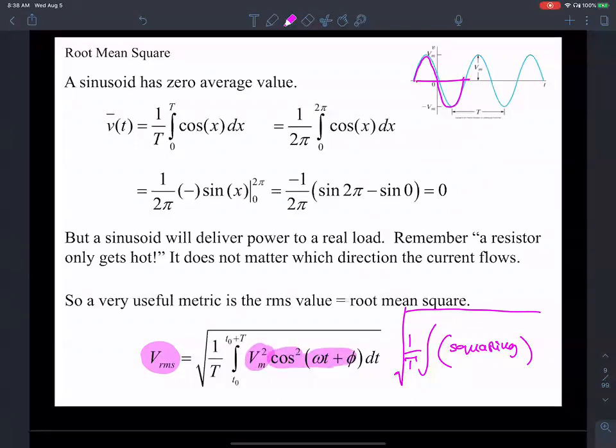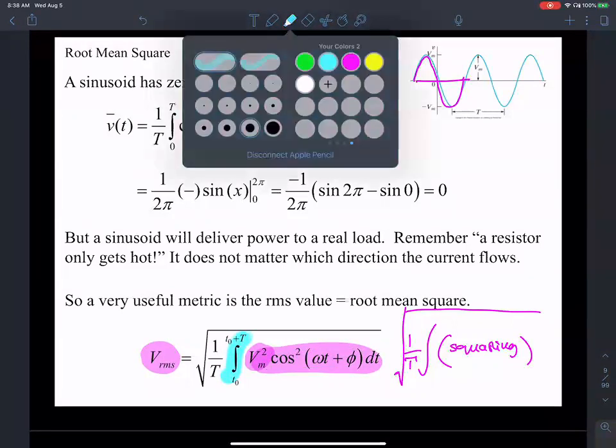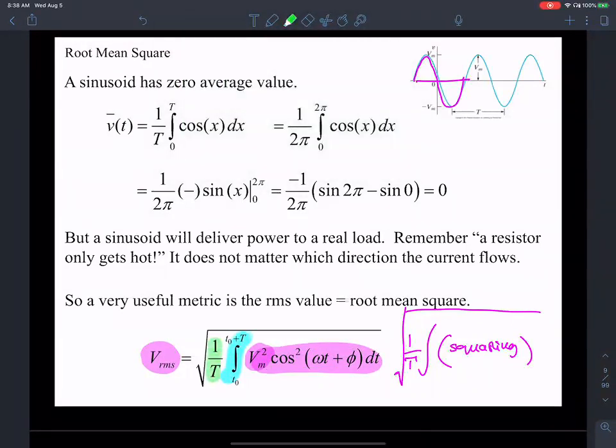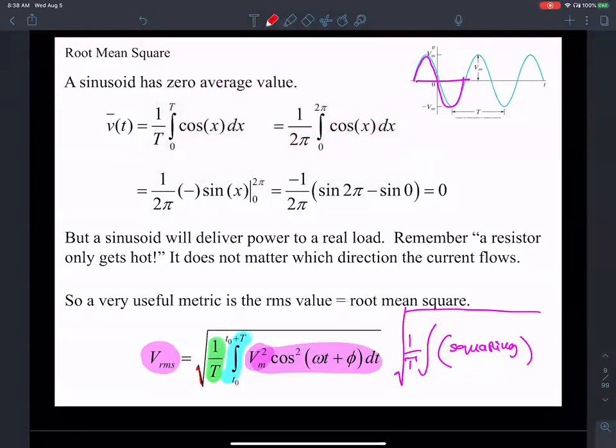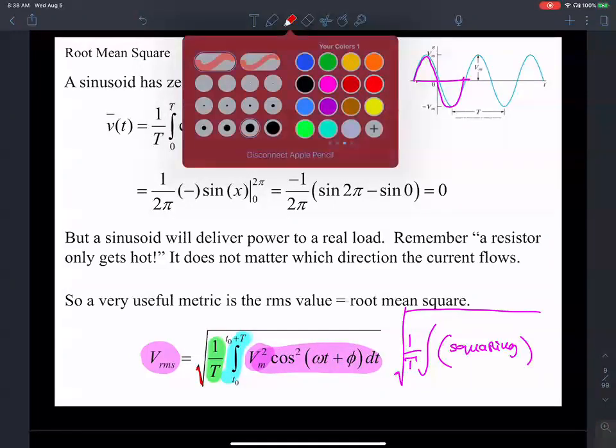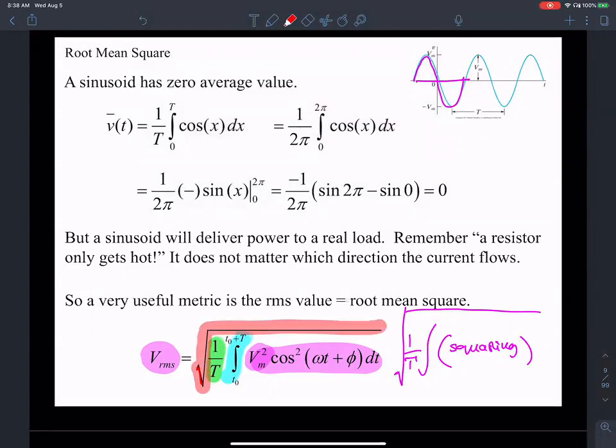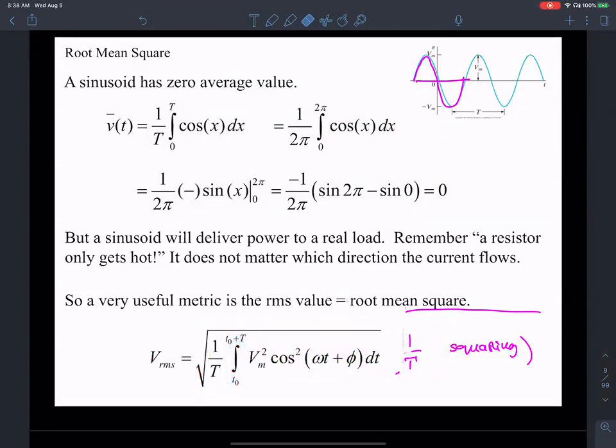Vm squared cosine squared omega t. Then integrate it. What is integration? It's a continuous sum. So I'm adding the squares over the entire clock period, then I average it by dividing by the period, and then I undo the square by taking the square root. This is called the root mean squared. It's a very frequently used metric to gain insights into your data, into your signals.